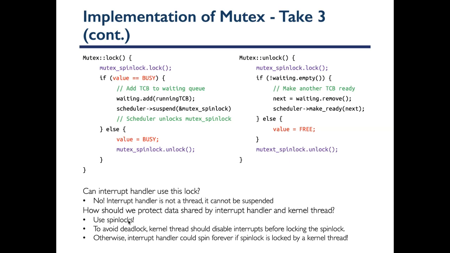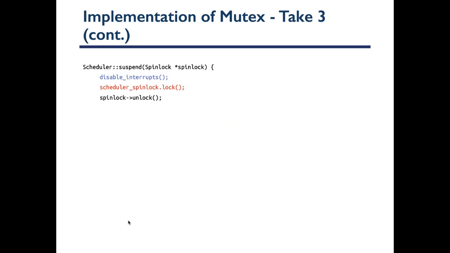So before you acquire the Spinlock that might be used by an interrupt handler, disable interrupts so that you make sure that no interrupt handler will run when you have the Spinlock locked. Okay, sorry about that.